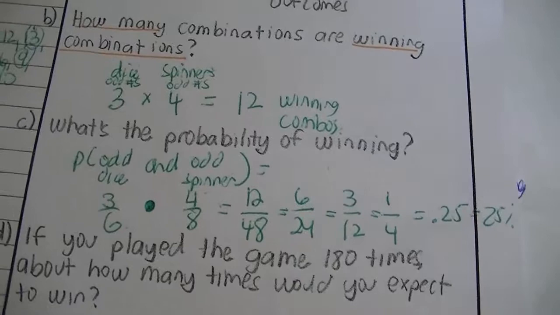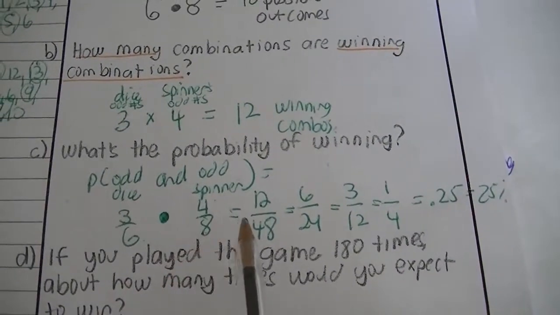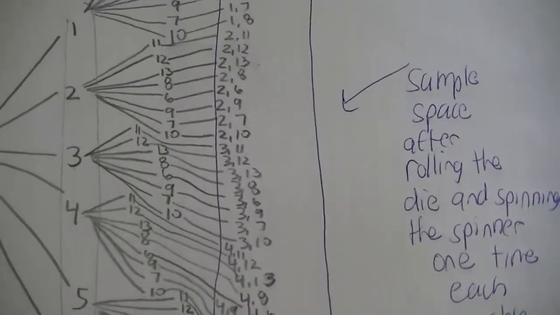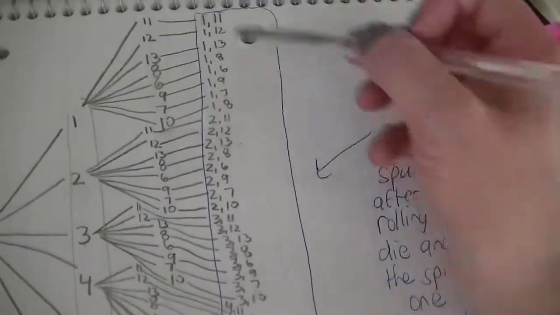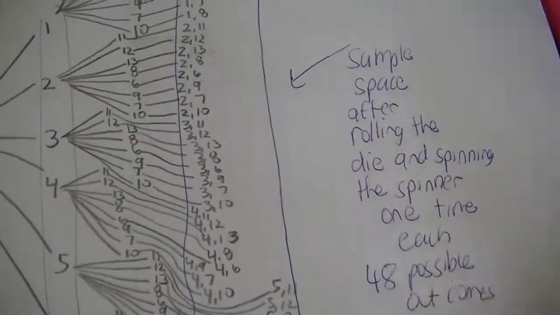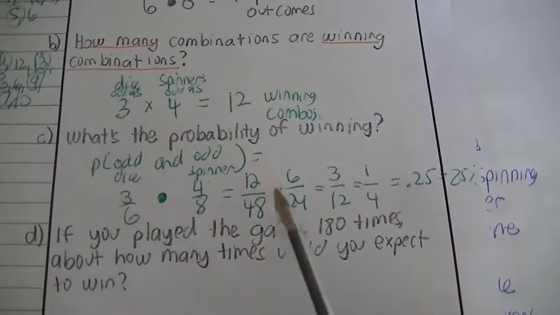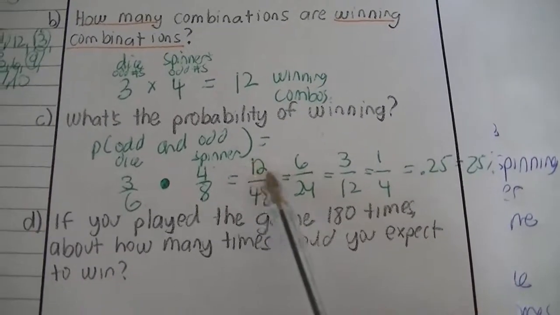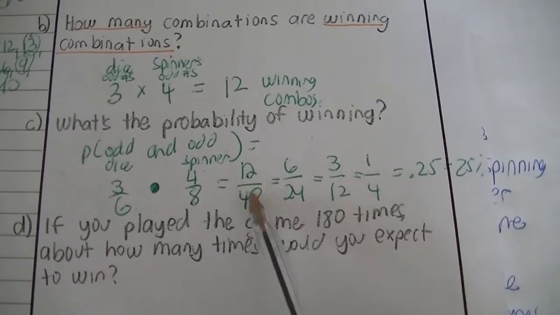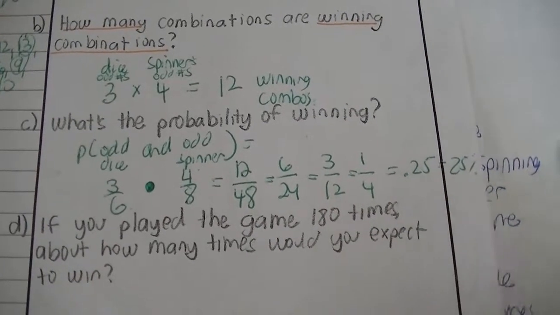That's awesome. If you're wondering how you get that with the counting tree, remember how there were 12 winning possibilities? 12 out of how many possibilities total? 48. So 12 out of 48 is where we got this number. There were 12 winning outcomes on the counting tree out of the 48 possibilities. 12 divided by 48 gives you this.